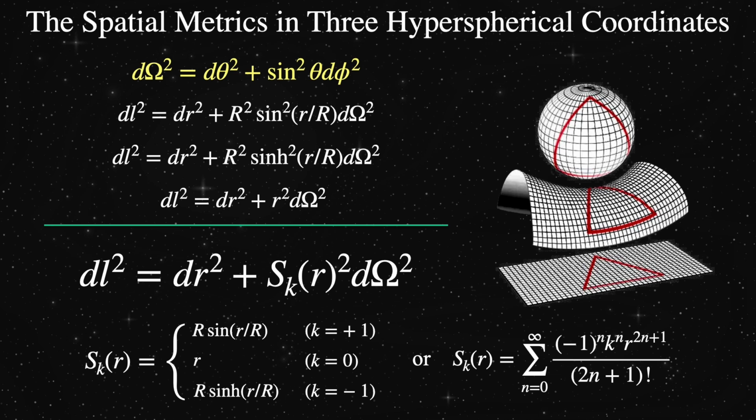As we can see, we can simplify the equations by defining omega. In doing so, we can combine these equations into s sub k of little r to give us a happy shorthand notation. This function has 3 values depending on the value of k for the curvature, which can either be +1, 0, or -1, each one representing the curvature of the space. What's more interesting is that s sub k of r can be represented analytically with that wild-looking function on the bottom right.